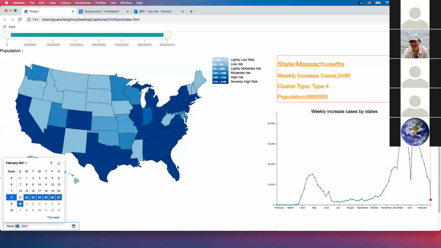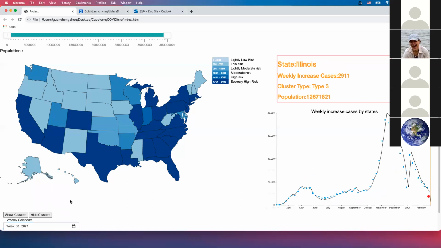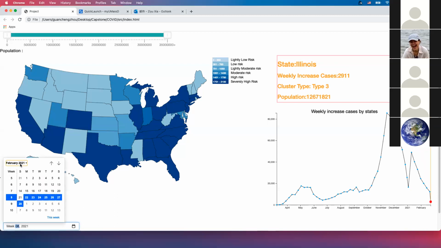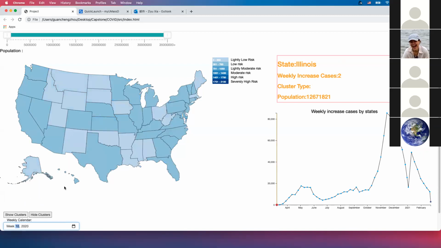For example, here, like here, Illinois, 2020, week 10, which is the beginning of recording COVID-19 database in USA. The map visualization shows a lot of states were below low risk level.